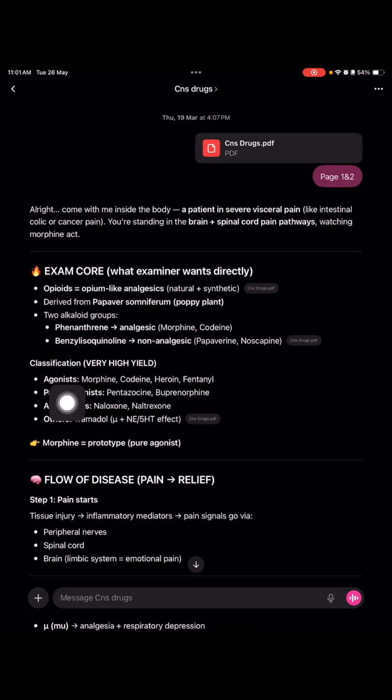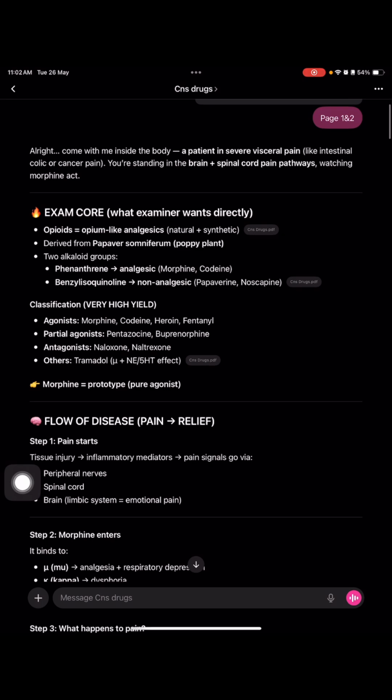Classifications of opioids: agonists are morphine, codeine, heroin, fentanyl. Partial agonists are pentazocine, buprenorphine. Antagonists are naloxone, naltrexone, and others like tramadol, which has effects on mu, noradrenaline and serotonin receptors. So morphine is the prototype, a pure agonist which acts on the mu receptor.